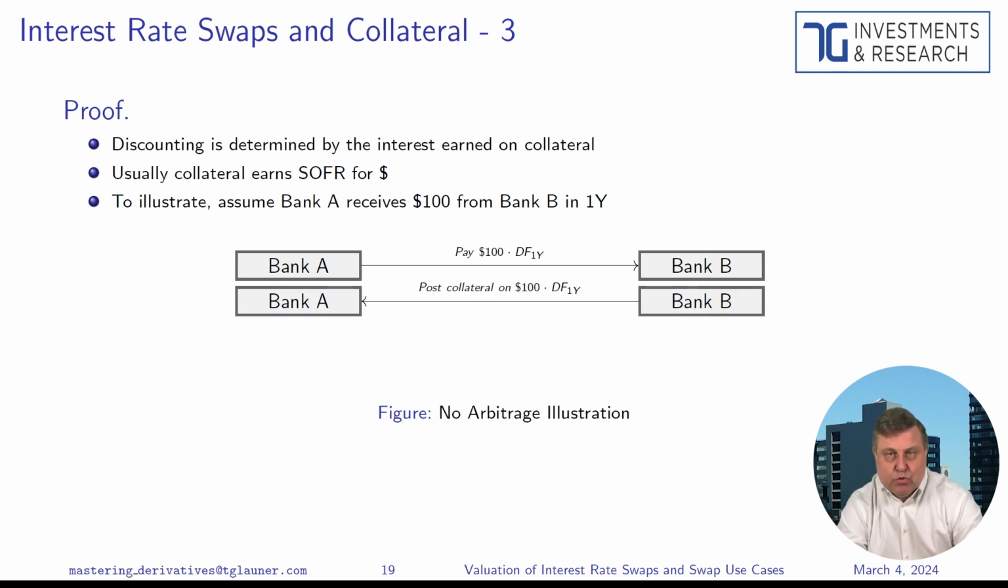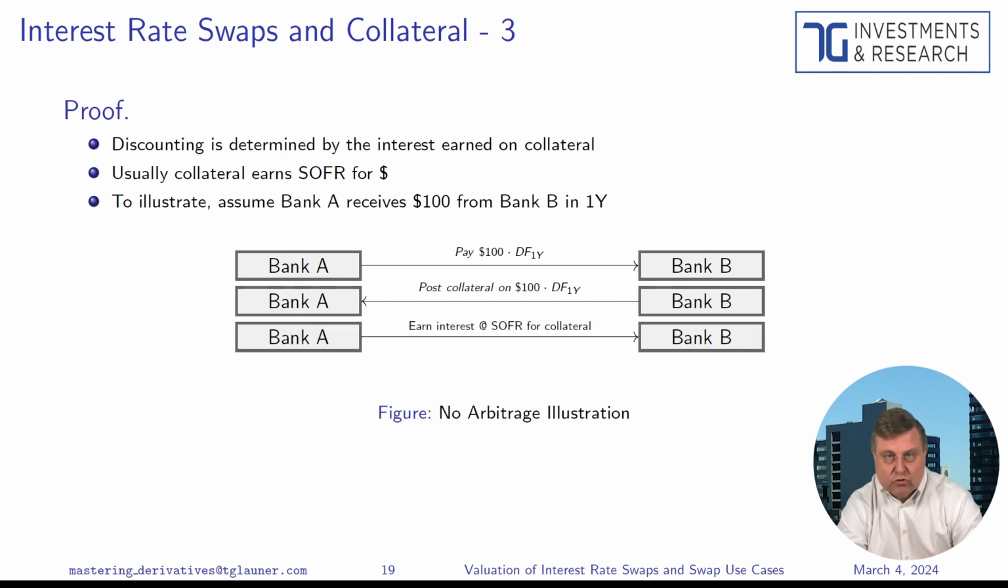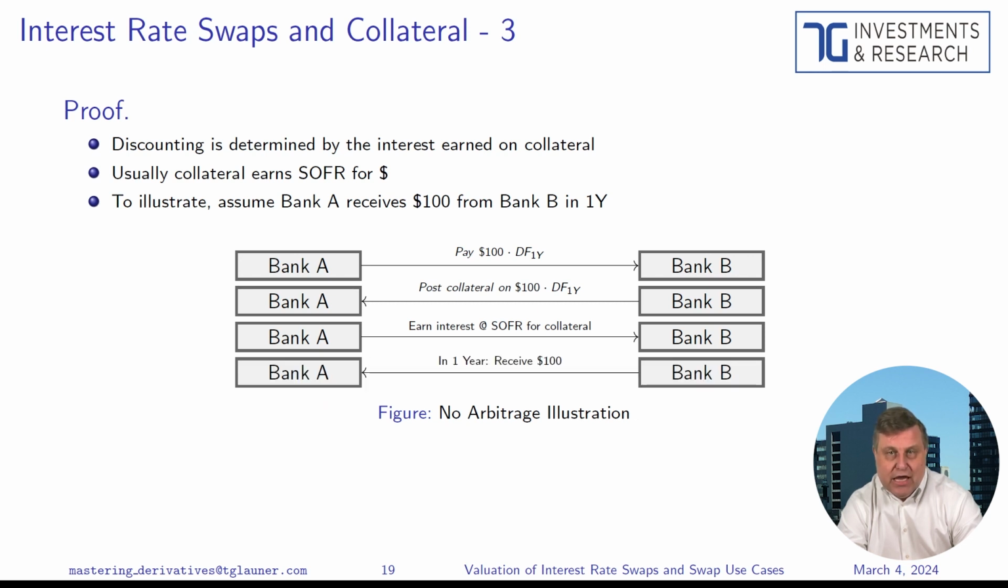Bank B must post collateral equivalent to 100 times this discount factor. Subsequently, Bank A pays interest on said posted collateral at SOFR rates, as contractually agreed upon with Bank B, that Bank B earns over time. Ultimately, Bank A receives the $100 after 1 year and returns the collateral.